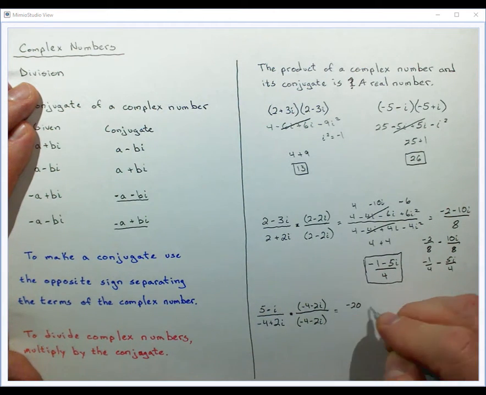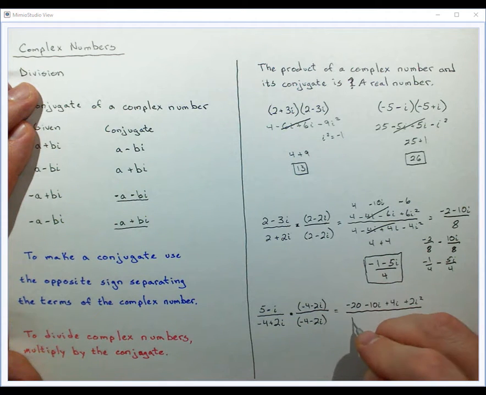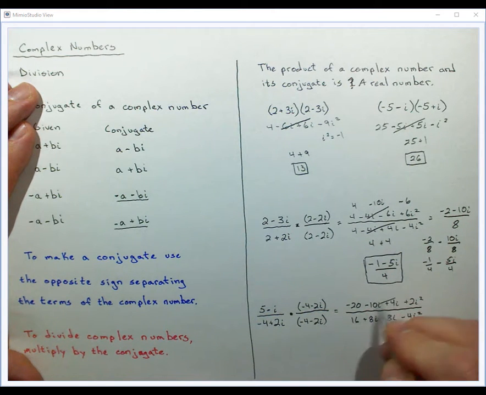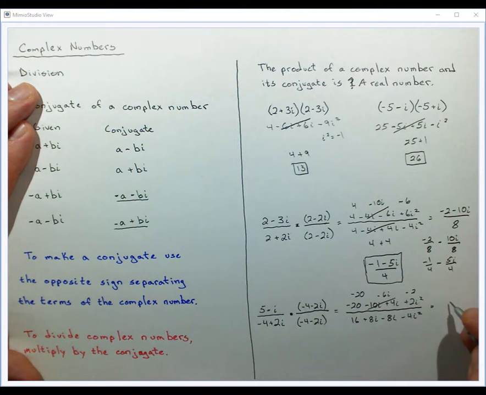So negative 20 minus 10i plus 4i plus 2i squared over, that's 16, plus 8i minus 8i minus 4i squared. Okay, so up here this becomes a negative 6i. This is 2 times a negative 1. Again, i squared equals a negative 1. They're touching, so it's multiplication. 2 times a negative 1 is a negative 2. So up here I have a negative 22 minus 6i.